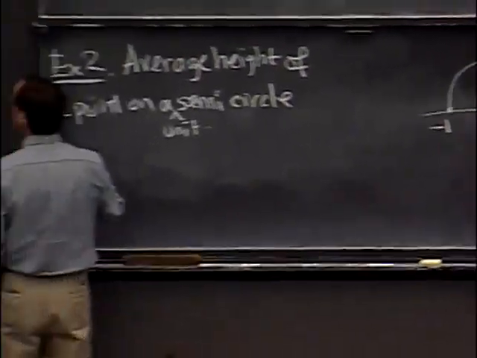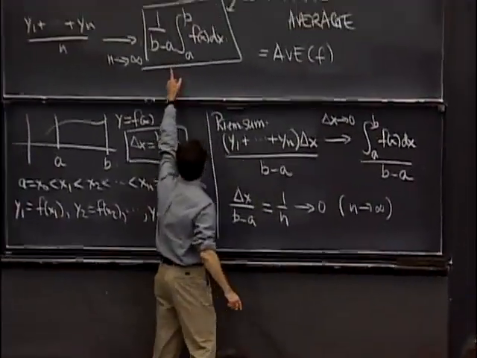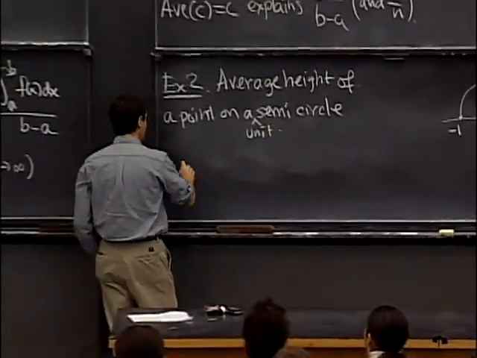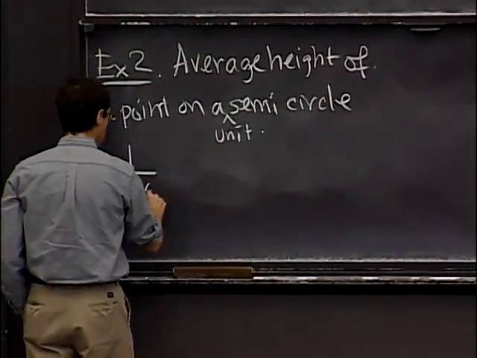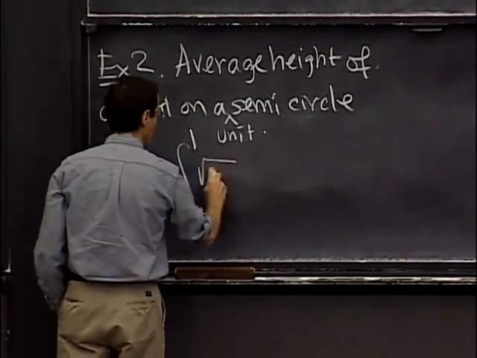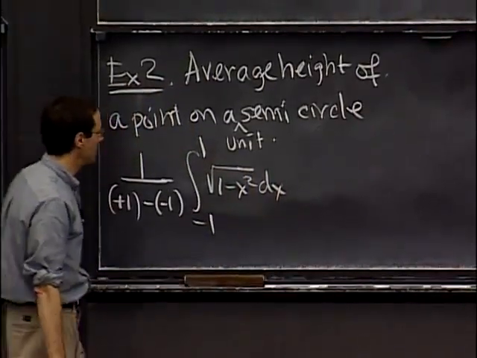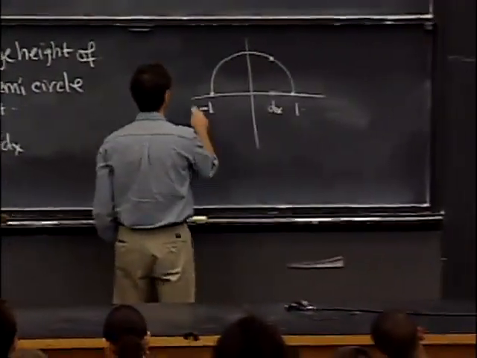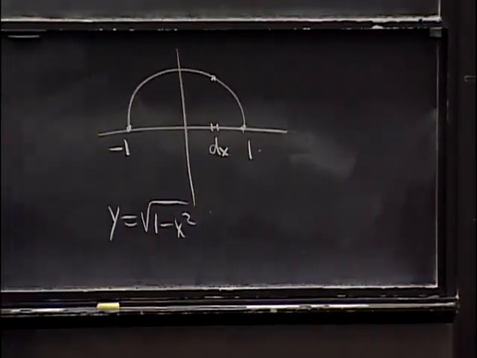Well, according to the rule, it's up here in the box. 1 over b minus a, the integral from a to b of f of x dx. That's 1 over plus 1 minus minus 1, the integral from -1 to 1 of the square root of 1 minus x squared dx. All right, because the height y is equal to the square root of 1 minus x squared.